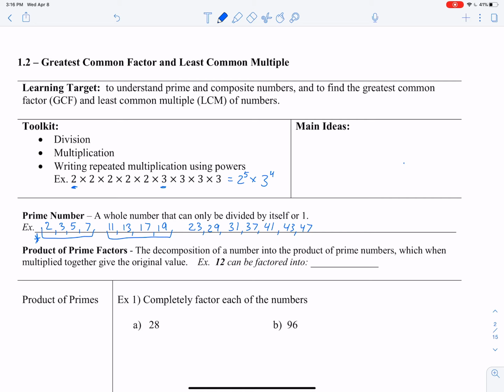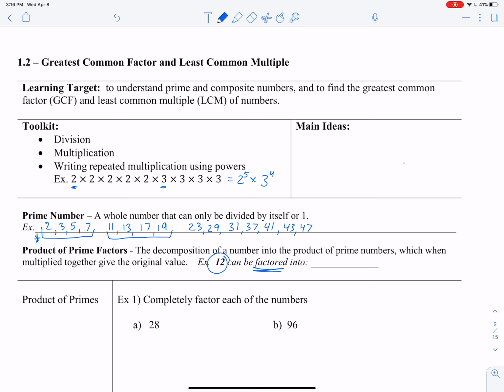Composite numbers are numbers that can be divided by more than just themselves or 1. Okay? And they're composed of several prime numbers multiplied together. And we can then decompose them to get those prime numbers back, figure out what they are. So for example, we have the number 12. And we can decompose 12 back into its prime numbers. That's called factoring.